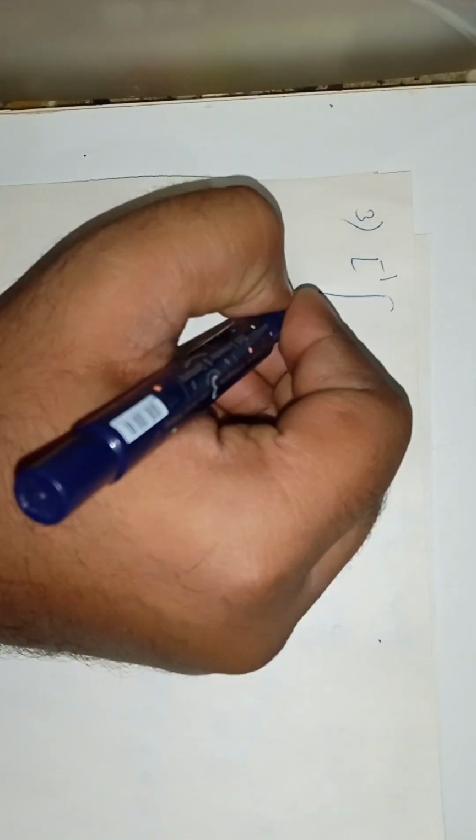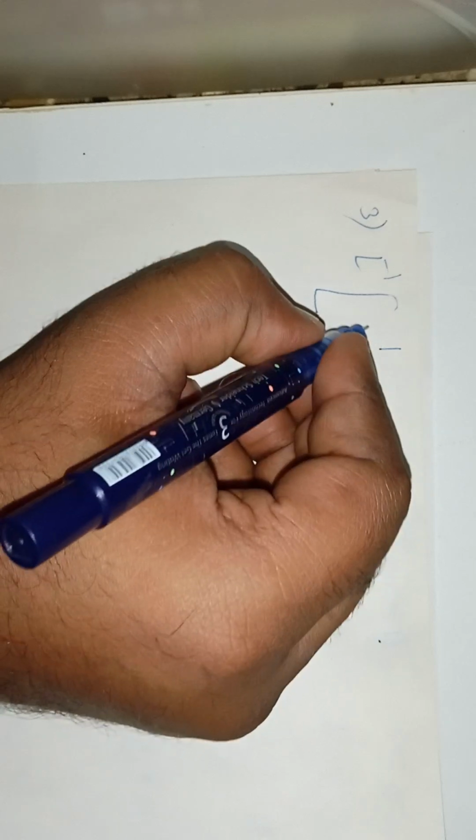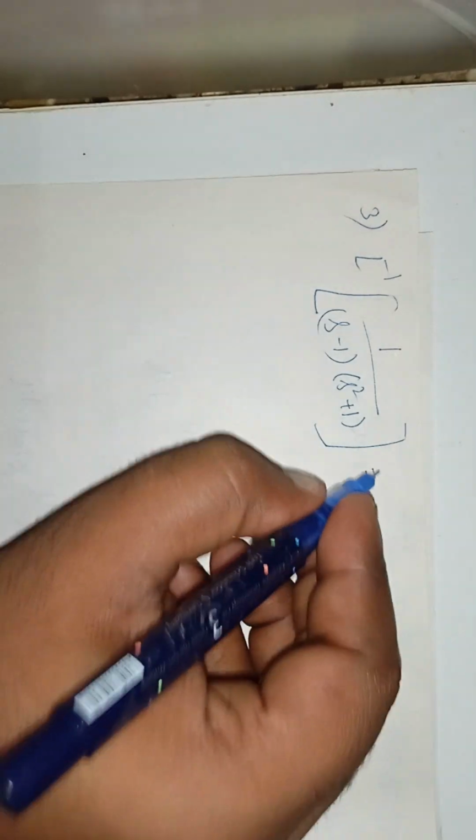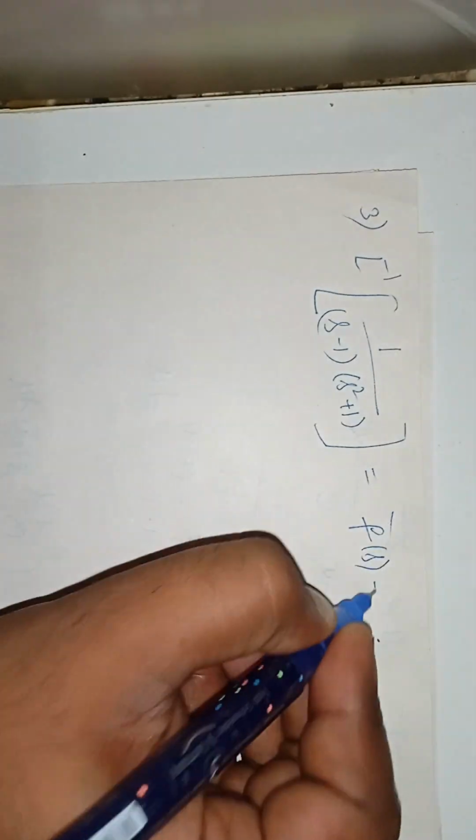So we can continue with another problem. Basically, whatever the problem given, you have to separate it as f bar of s and g bar of s, and then you have to apply convolution to find the inverse. So I am taking another problem, that is L inverse of 1 divided by s minus 1 into s square plus 1. So here also my f bar of s is 1 by s minus 1 and g bar of s is 1 by s square plus 1.